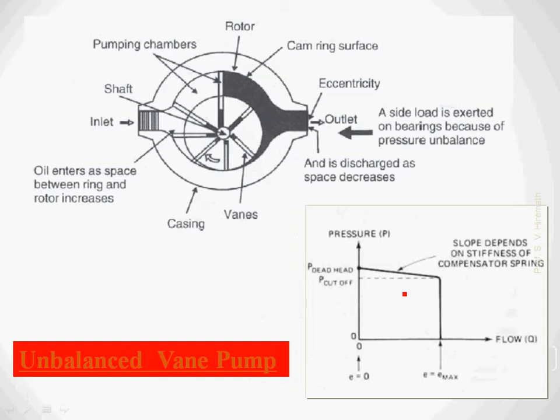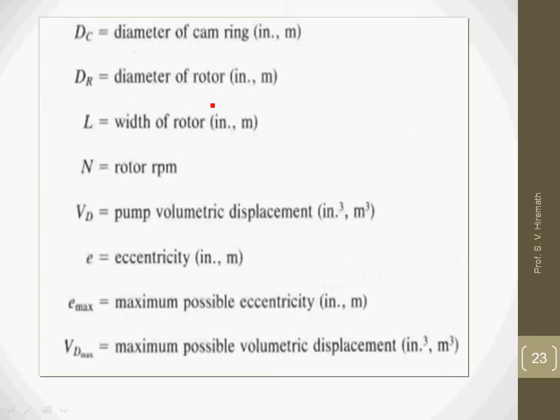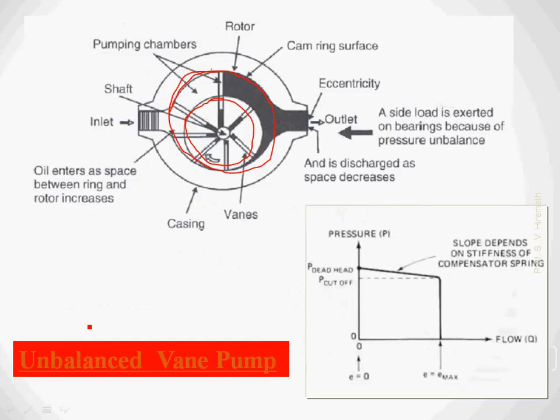So this is the schematic 2D diagram that we can use for explaining. And here DC is nothing but the cam ring diameter. DR is the rotor diameter, and L is the width. As usual notations, N is RPM, VD is the volumetric displacement, and E is the eccentricity. And Emax is nothing but the maximum eccentricity.